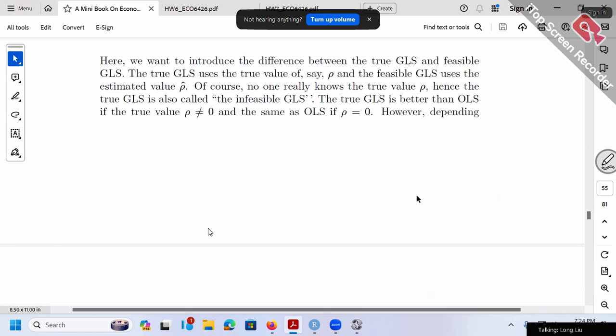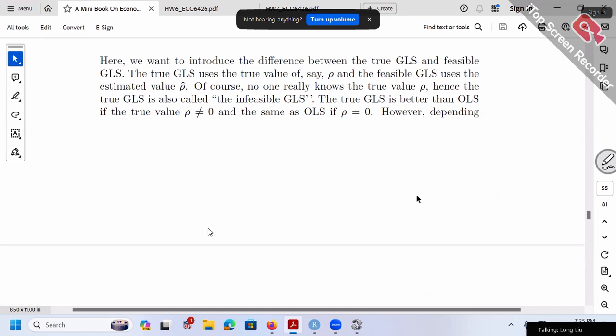If your rho hat is really, really close to the true value rho, then your feasible GLS is basically the same as true GLS, so your feasible GLS shares the property of true GLS and will be better than OLS. That's the conclusion if your rho hat is close to the true value rho. What if your rho hat is far away from the true value rho?